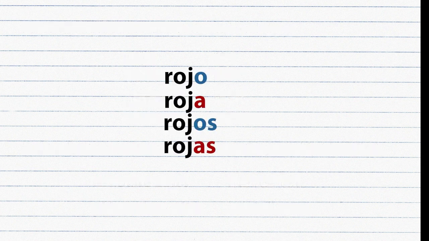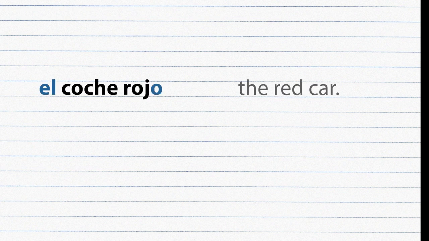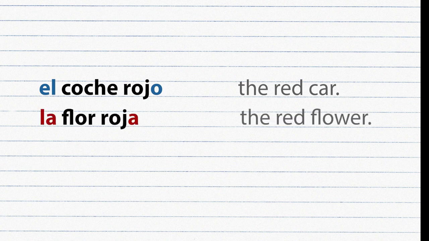Adjectives that end with the letter O have four possible endings in total. These adjectives must agree with the noun in gender and number. Take a look at this example again. We know the coche is masculine in Spanish because we use the definite article el. What if we use a feminine noun? La flor roja. We know that flor is feminine because the definite article la is used.